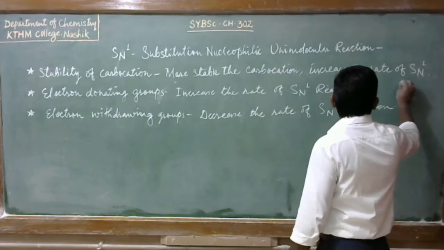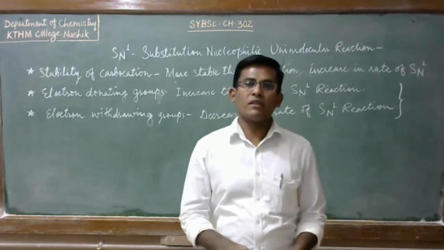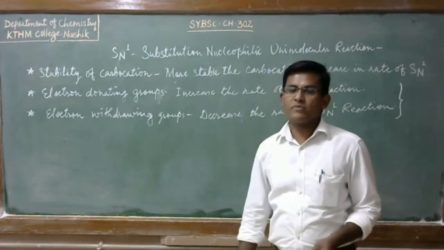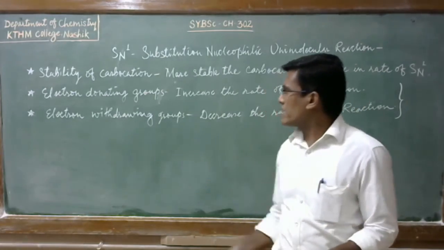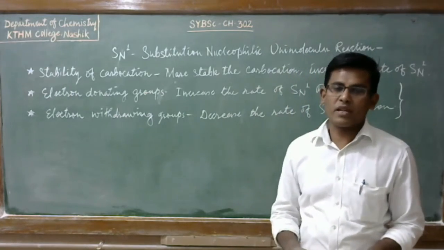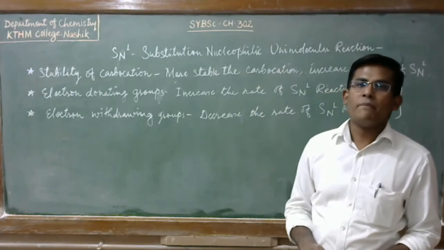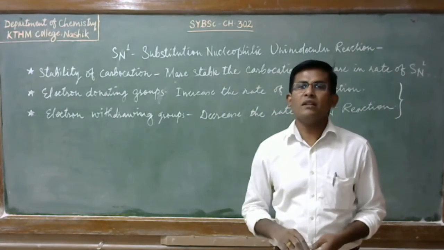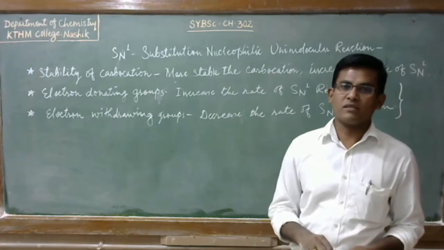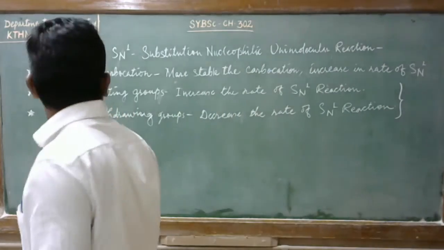So these two factors, electron donating groups and electron withdrawing groups, these two effects, the electron donating group effect and the electron withdrawing group effect, are due to the inductive effect, resonance effect and hyperconjugation. Alright, so we will see those one by one.